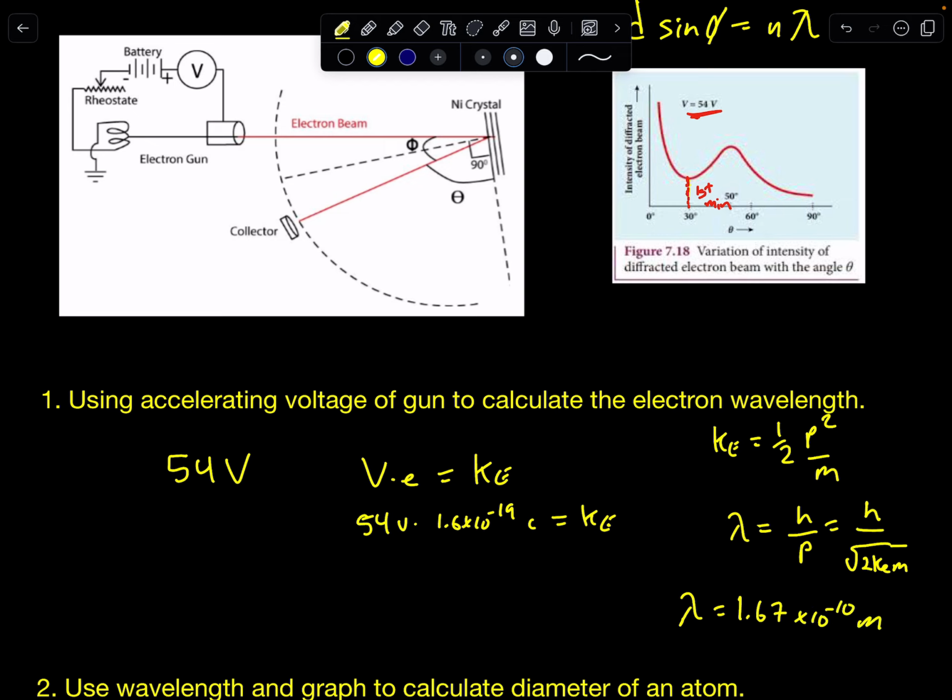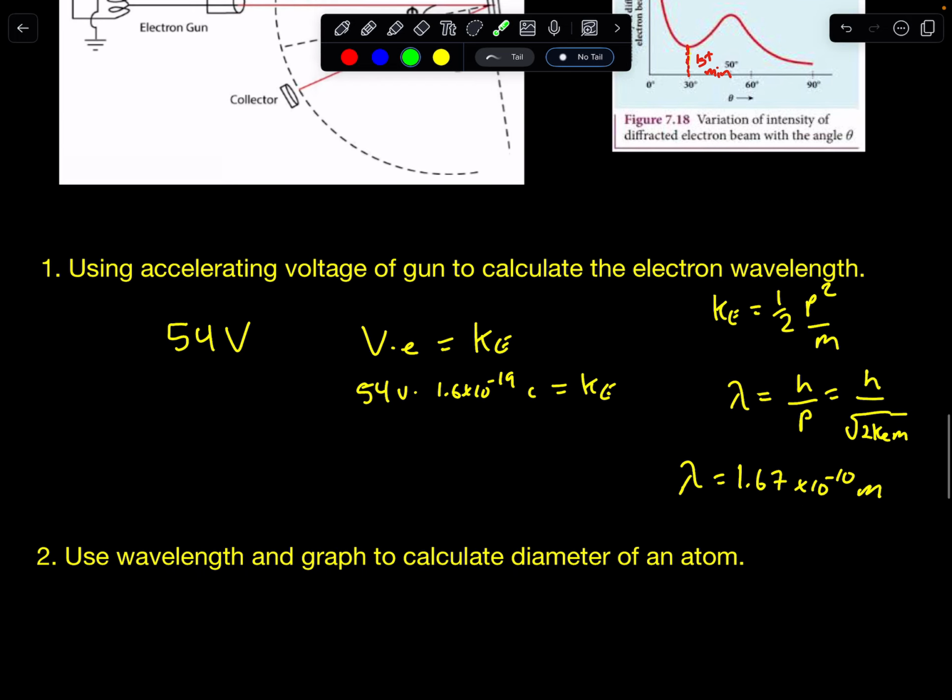Okay, so if you go back and work this out, I have my kinetic energy, plug it in here, the mass of the electron times 2, square rooted, Planck's constant divided by all of that would give you the de Broglie wavelength. Okay, now how can we apply that de Broglie wavelength? We're going to do that in the next problem.